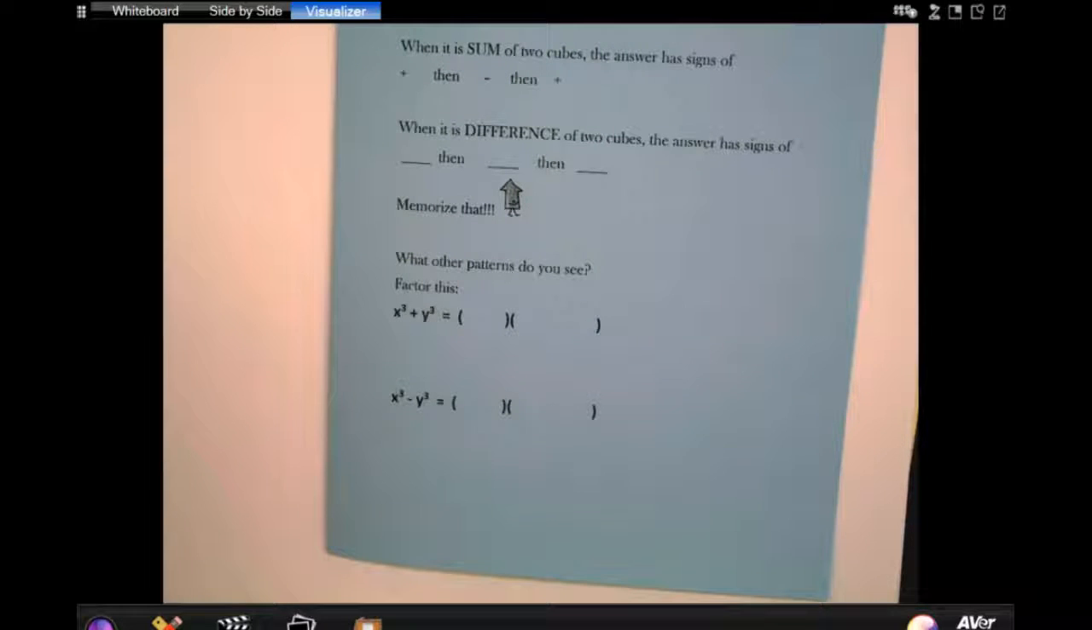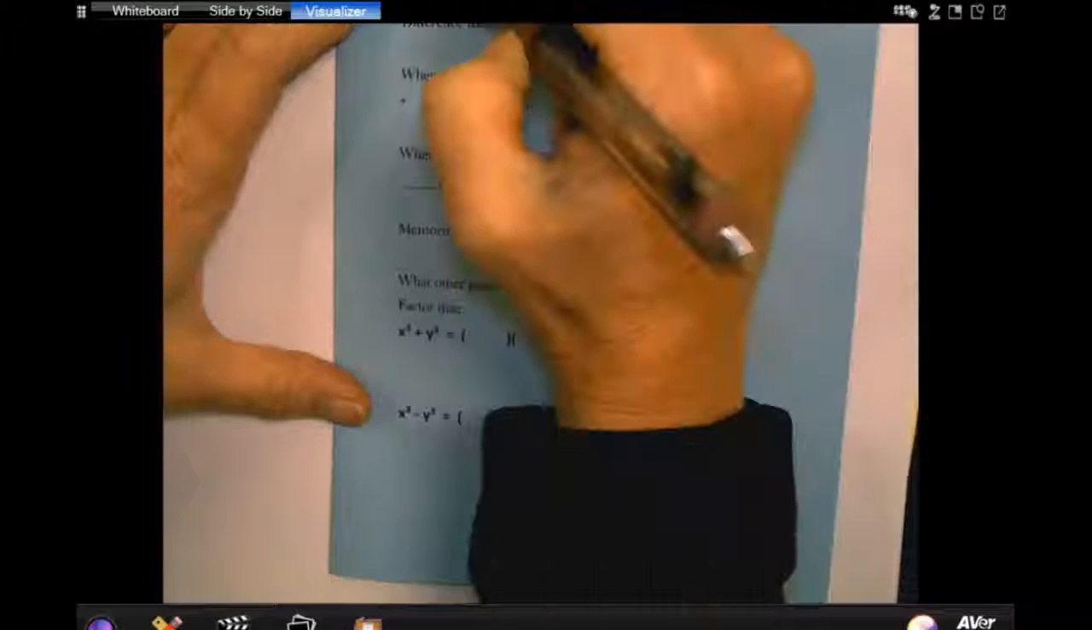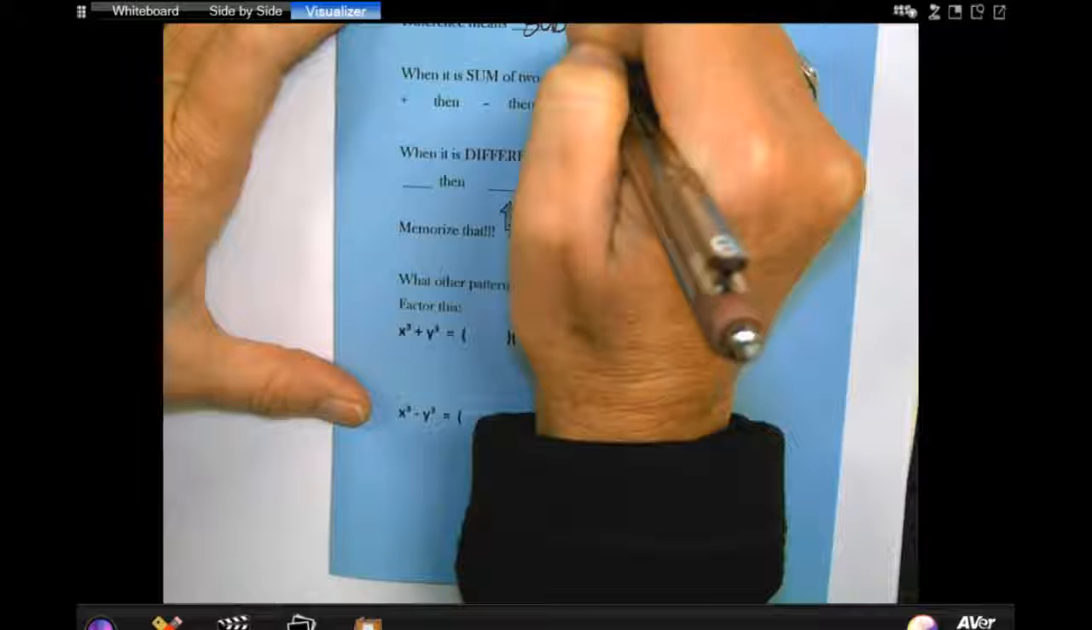So greatest common factor, we divide. Perfect squares, there's two terms with a minus. And then we did three terms, and that was A times C and B. Four terms we grouped. And this is the last kind. It's called difference, sum and difference of cubes. So sum means add, and difference means subtract.